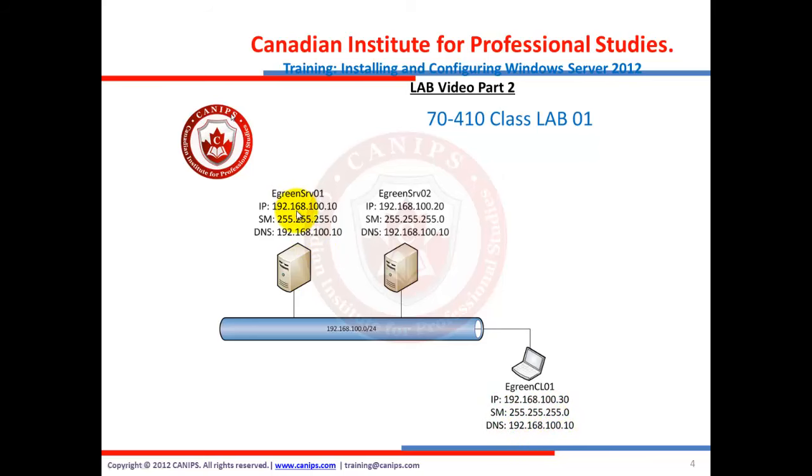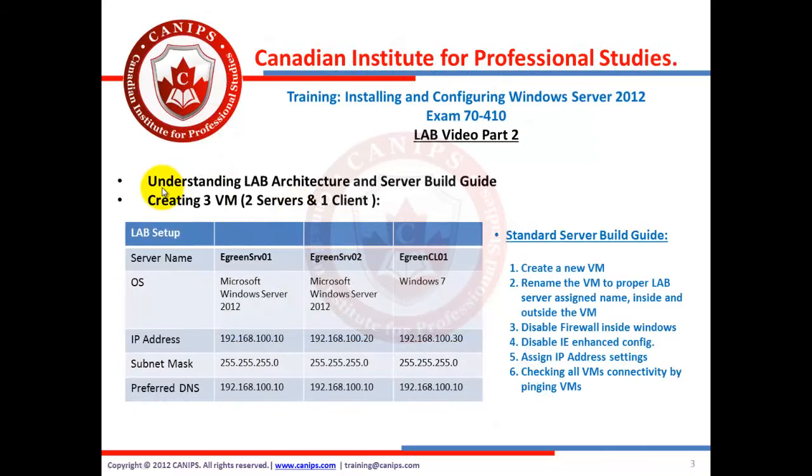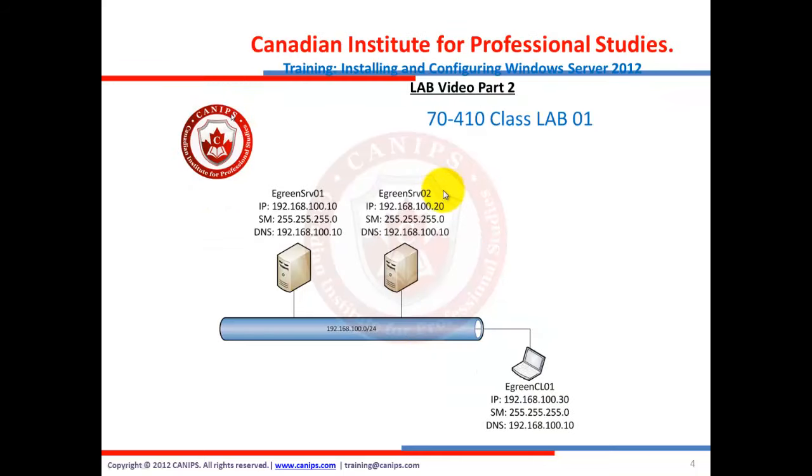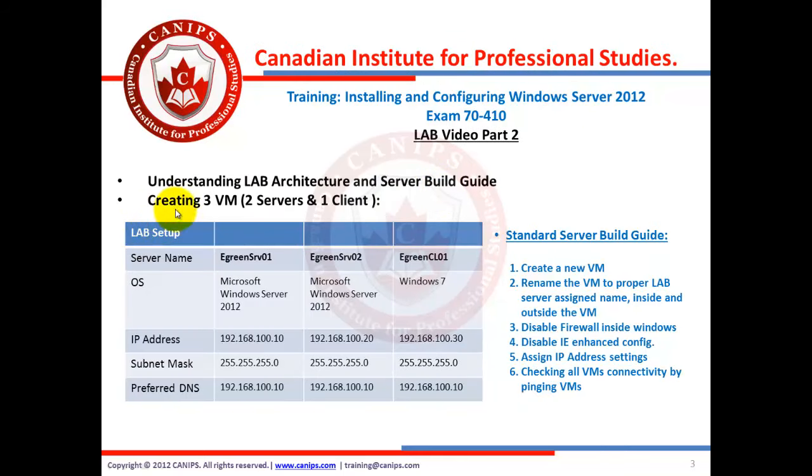So let's get started. We've seen the lab architecture, which is this. We have 2 servers and 1 client. Both servers are Server 2012 R2, and the client is Windows 7. IP addressing is this. And the most important thing is that whenever we create any VMs in our training labs especially, we follow this server build guideline.